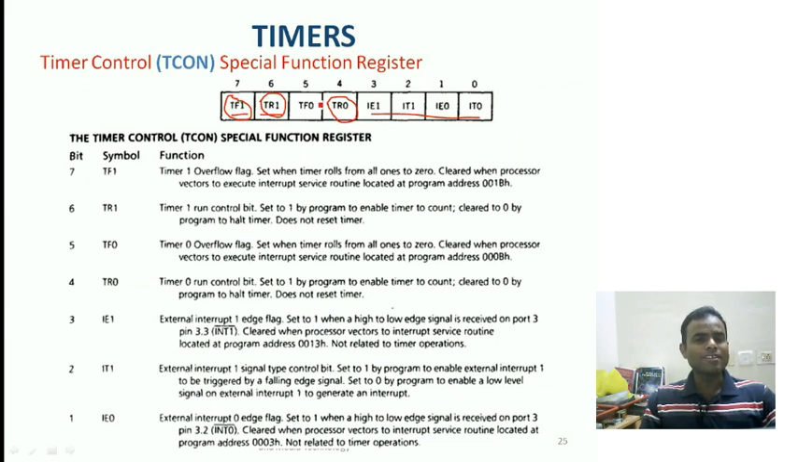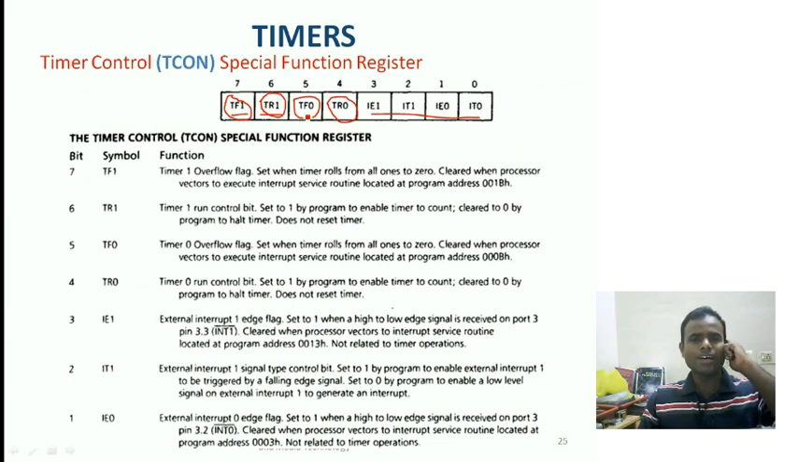So the timer is run using a timer run bit. Whether the timer has overflowed, or has rolled back to its initial value, is checked using the timer overflow flags TF1 and TF0. Let's move ahead. We discussed the gate significance already.